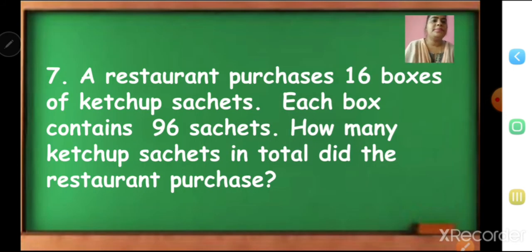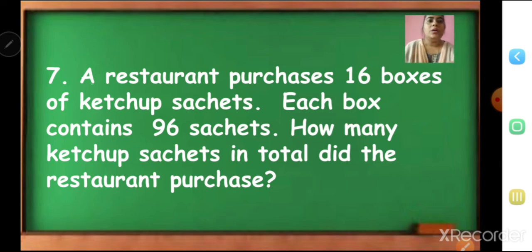Next question is, a restaurant purchases 16 boxes of ketchup sachet. Each box contains 96 sachet. How many ketchup sachet in total did the restaurant purchase? Right? Here we have to find out what is the total ketchup sachet that the restaurant purchased. Correct? We are not supposed to divide, whereas we have to find the total. That means it is a multiplication word problem.